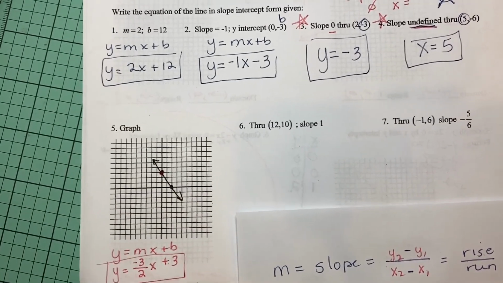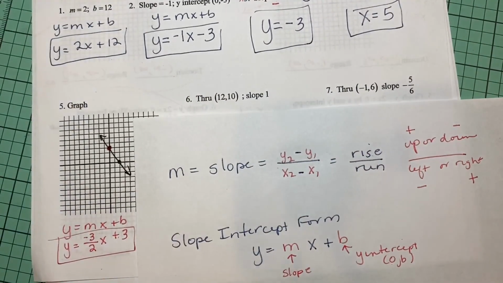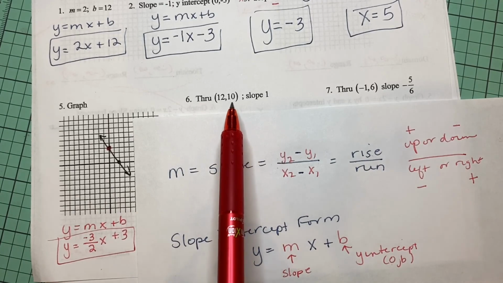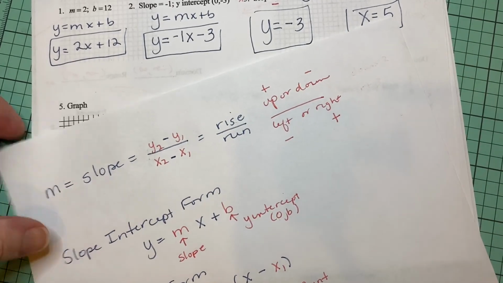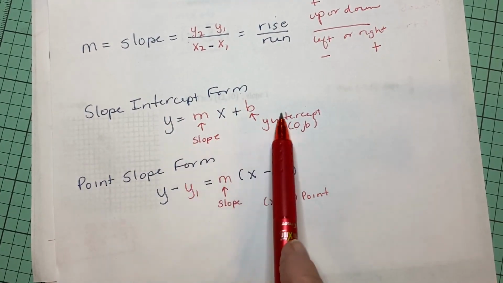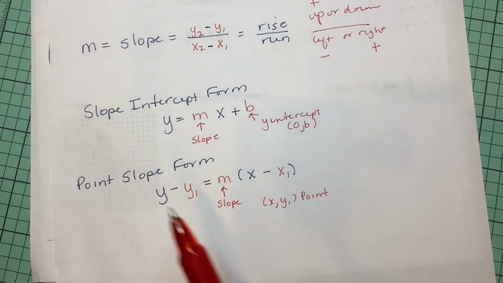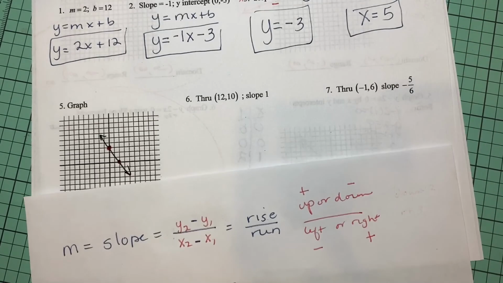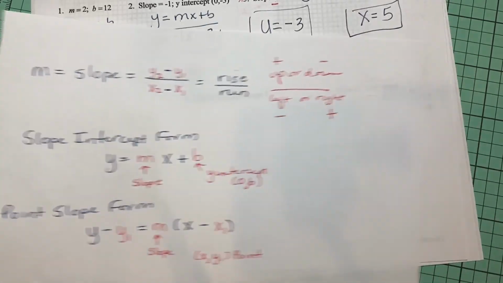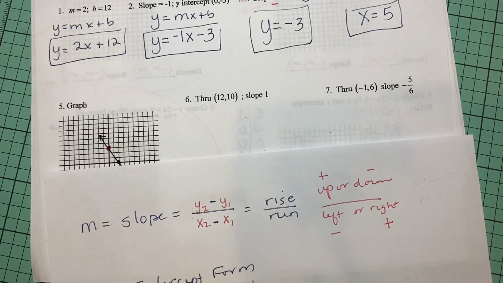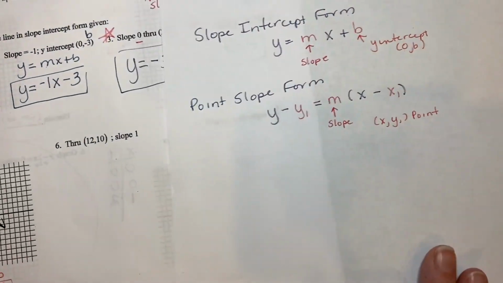Okay, this next one, now we're given a point and a slope. You see through the point (12, 10), and slope 1. So we look at our formulas. We don't want to use slope-intercept form because we don't have an intercept. What we have is a point and a slope. I've had students before ask me, well, how do I know when to use which one? Well, when it gives you a point and a slope, you use point-slope.